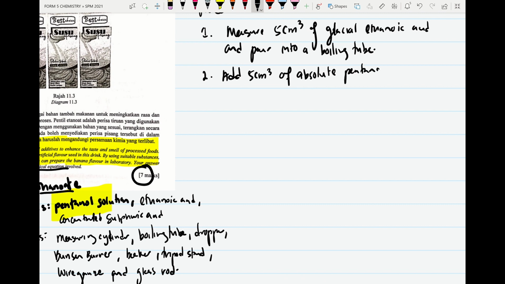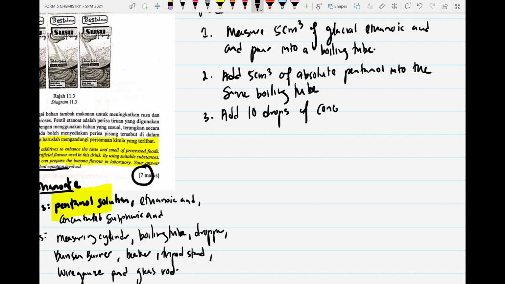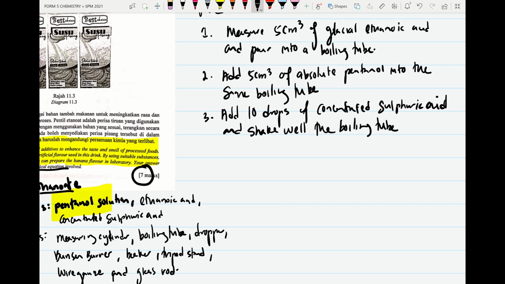Add 5 cm³ of absolute pentanol into the same boiling tube. Then we need to add catalyst. So we add 10 drops of concentrated sulfuric acid. Okay, and we shake well the boiling tube to mix well the mixture.